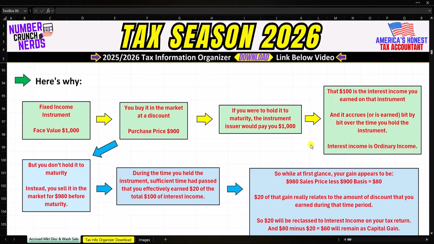Now, I want you to note, very important to this example, that the $100 of interest income is not earned at maturity when you redeem the instrument. The $100 accrues or is earned bit by bit over time as you hold the instrument. And I also want to note that interest income is considered ordinary income for tax purposes.